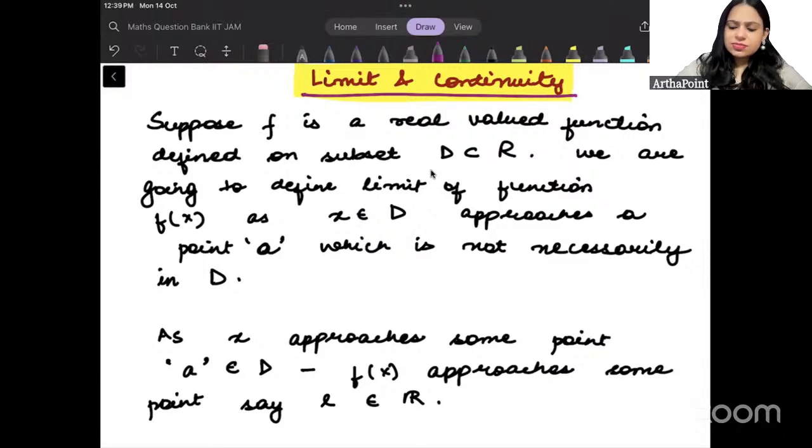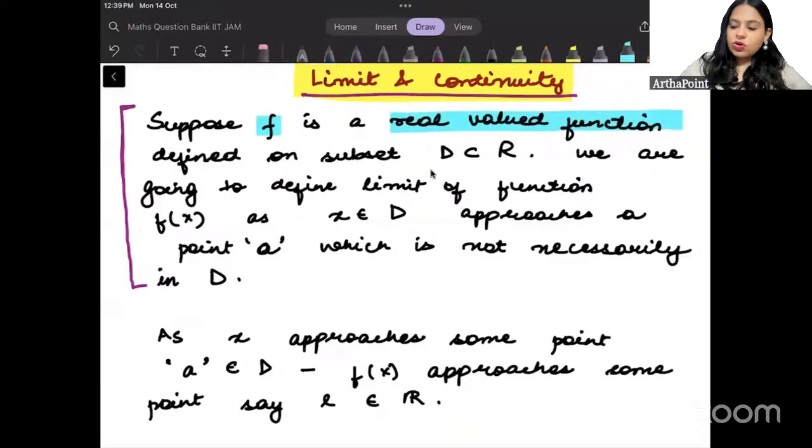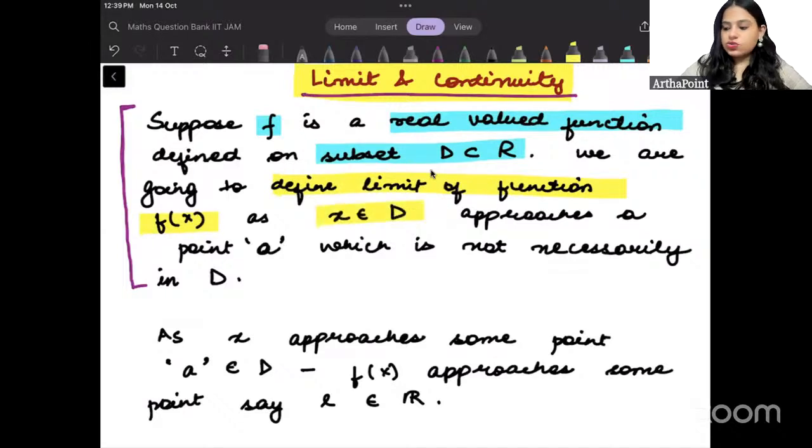This is just a little formal definition of limit. Try to read it out. Suppose f is a real valued function defined on the subset D belonging to R. We are going to define the limit of function f(x) as x belonging to D approaches point A, which is not necessarily in D. What does this mean?